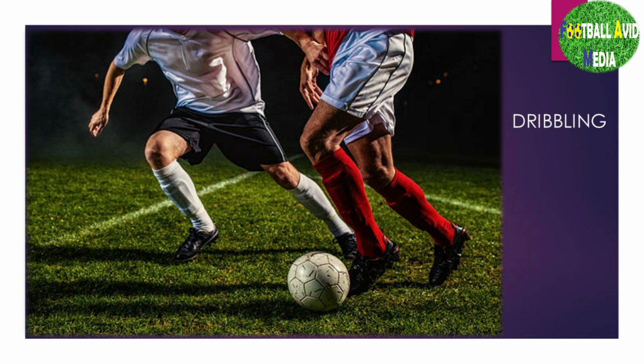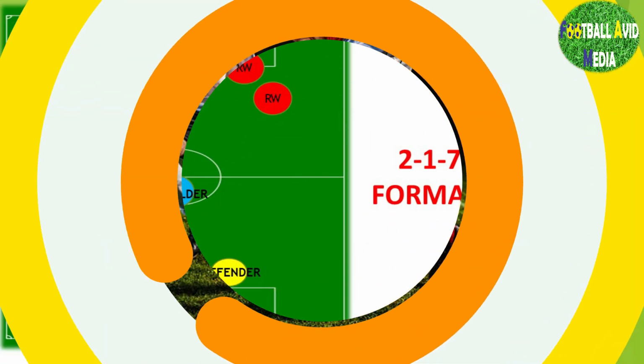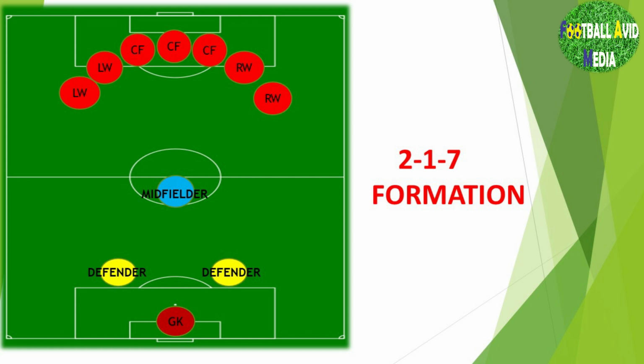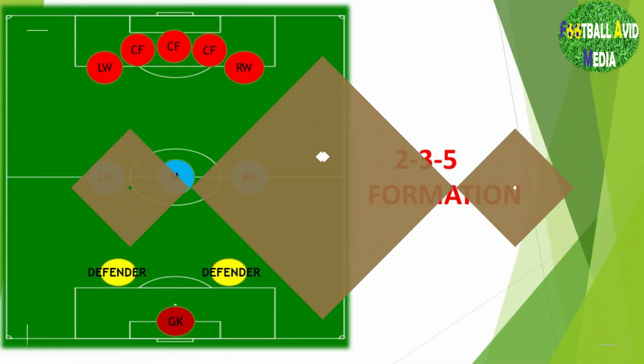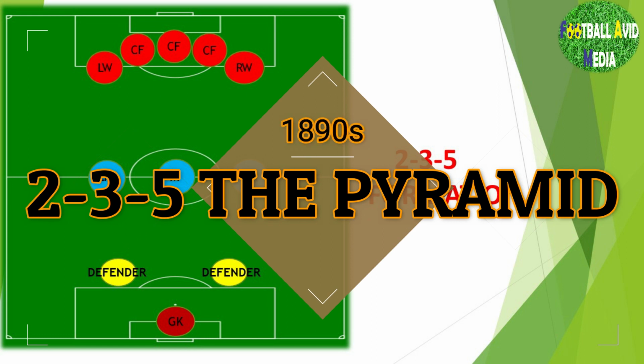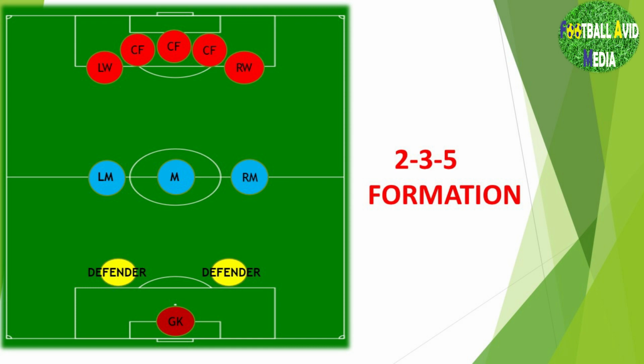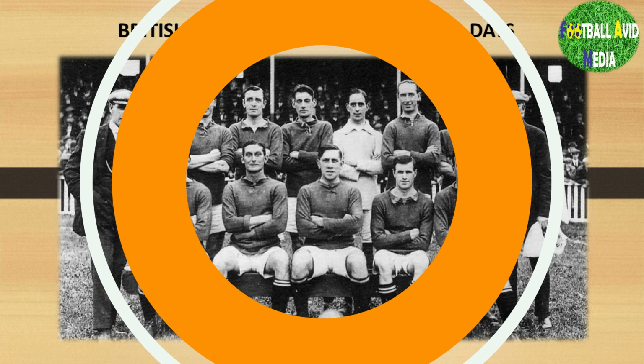Another starting formation related to the dribbling game was 2-1-7, among other teams associated with the Old Etonians. 2-3-5. In the 1890s, the 2-3-5, the pyramid, became popular as a more balanced tactical formation. It would become standard for a long time and be used by all British teams.